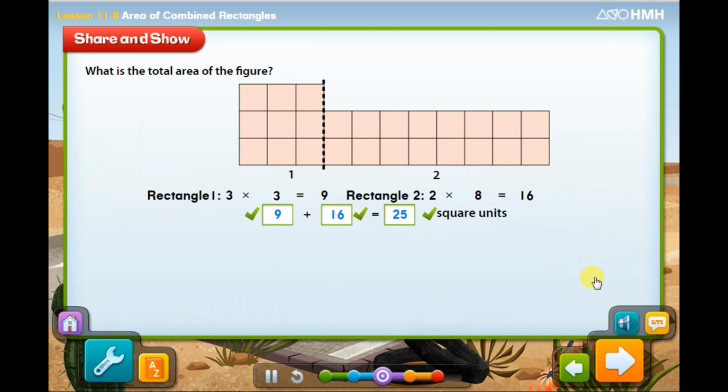Let's check. Good job! The area of the figure is 25 square units. 9 plus 16 is equal to 25.